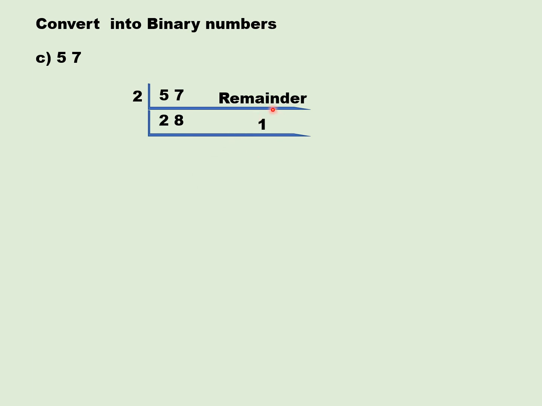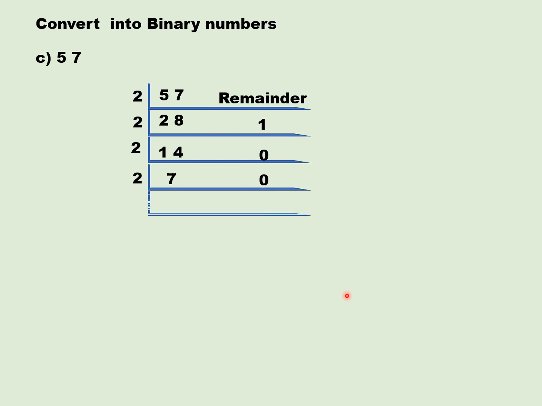Okay, next we will divide 28 by 2. We will get answer 14 and there will be no remainder. 2 ones are 2, 2 fours are 8. That means the remainder will be 0. Now in the next step we need to divide 14 by 2 again. We will get answer 7 and no remainder. Then we will divide 7 by 2 again. We will get answer 3 and 2 threes are 6. It is not 7, so 1 is the remainder.